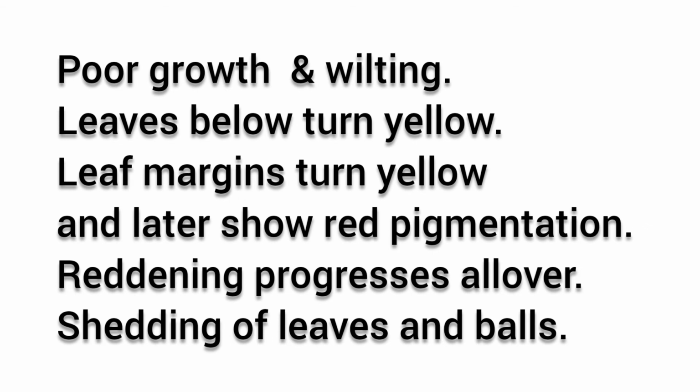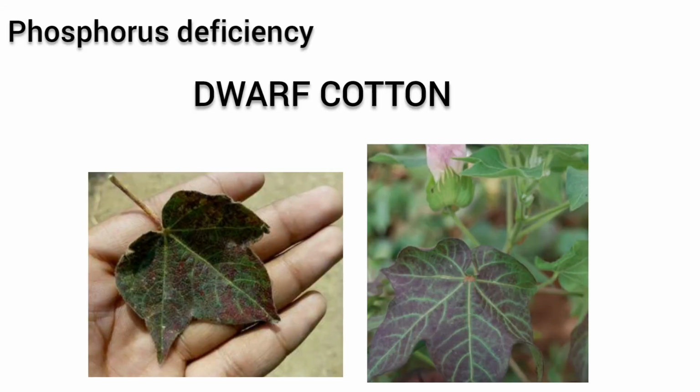The leaf margins become yellow and later they show red pigmentation on the whole leaf. Reddening progresses further to the stems and to the other leaves. Then these and balls start shedding. Deficiency of phosphorus leads to dwarf cotton. The plant shows poor and stunted growth. Stunted means the plant is short. The leaves turn bluish green or purple in color.